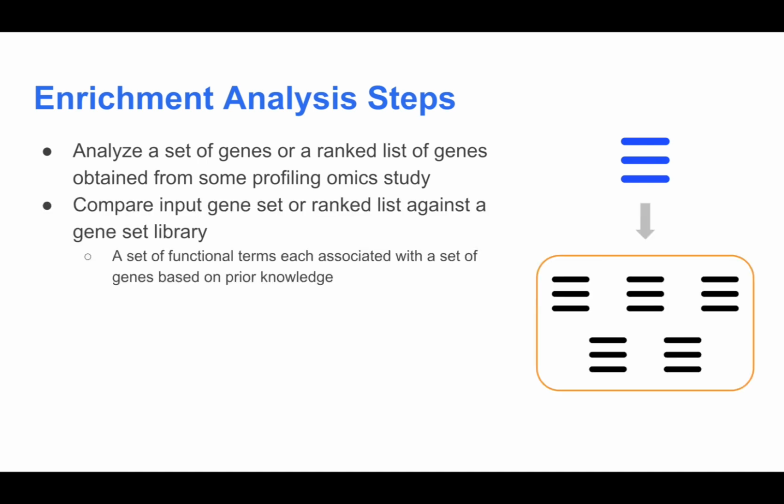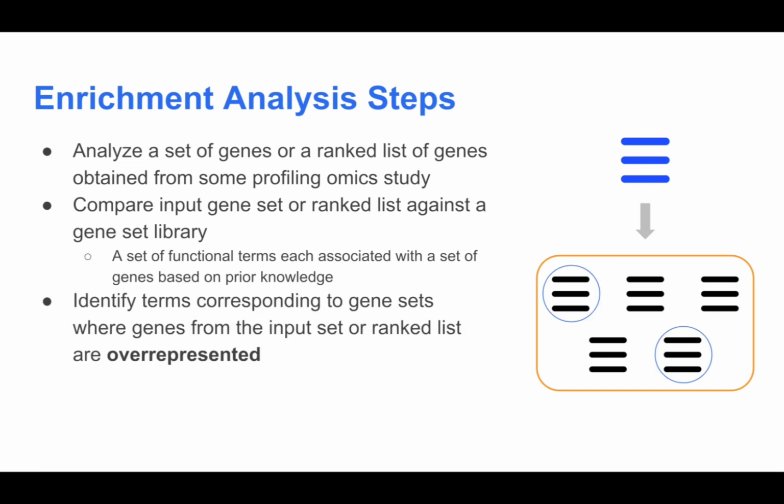The next step would be to compare that gene set or ranked list that you just obtained against a gene set library. For your knockout gene study example, you might want to compare your gene set or list against different pathways that you suspect that gene might be involved with. And as I defined earlier, a gene set library is just a set of different functional terms that are each associated with a set of genes based on some prior knowledge or prior studies.